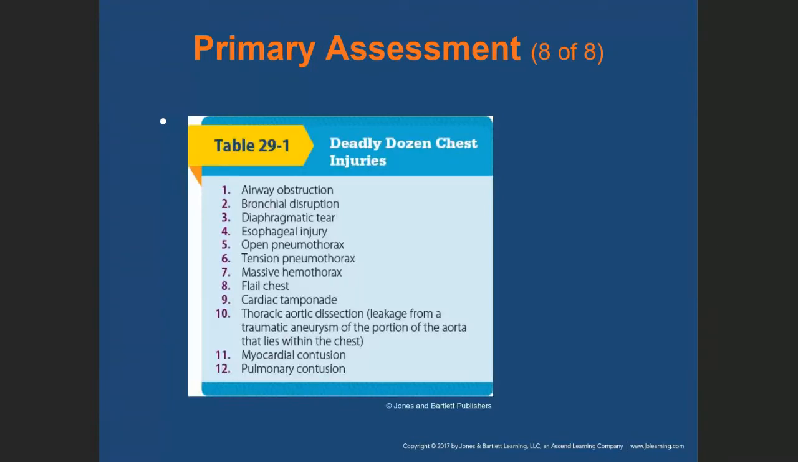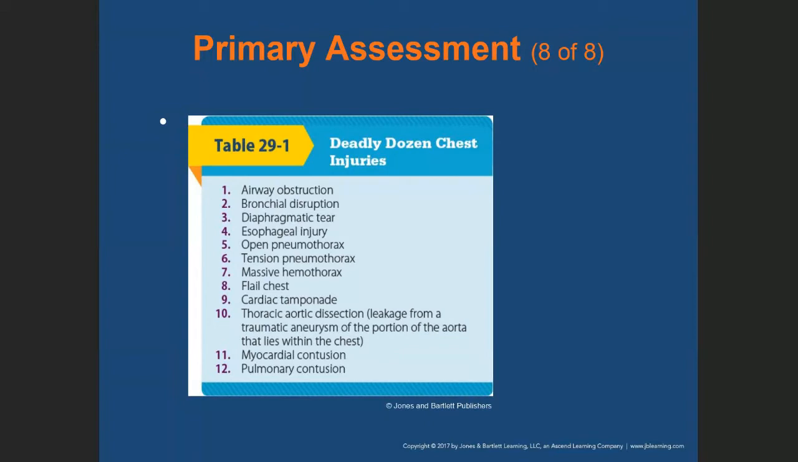Now, this table represents the deadly dozen as it relates to chest injuries. So these are the 12 complications that can kill a patient if present.